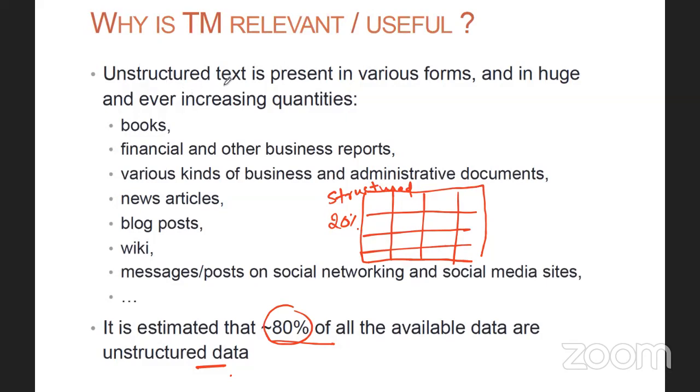Unstructured data or text is present in various forms like books, financial and business reports, various kinds of business administrative documents, news articles, blog posts, wiki messages, all these things. Even videos as well as images come under unstructured data.